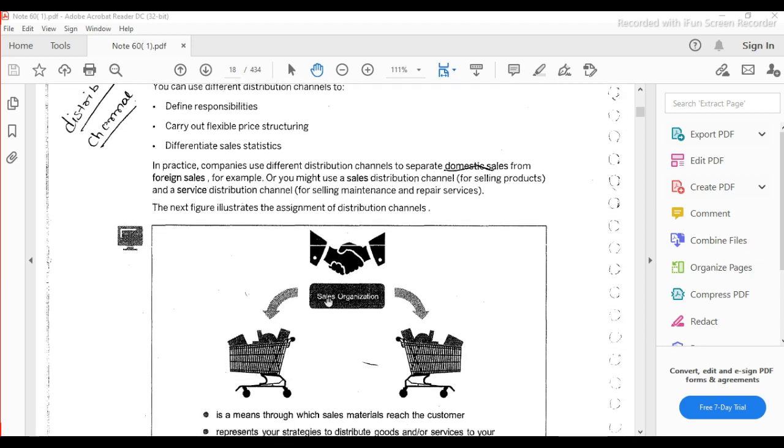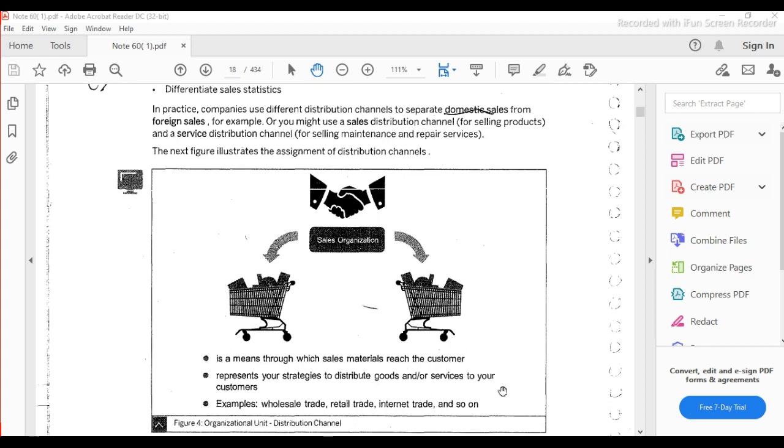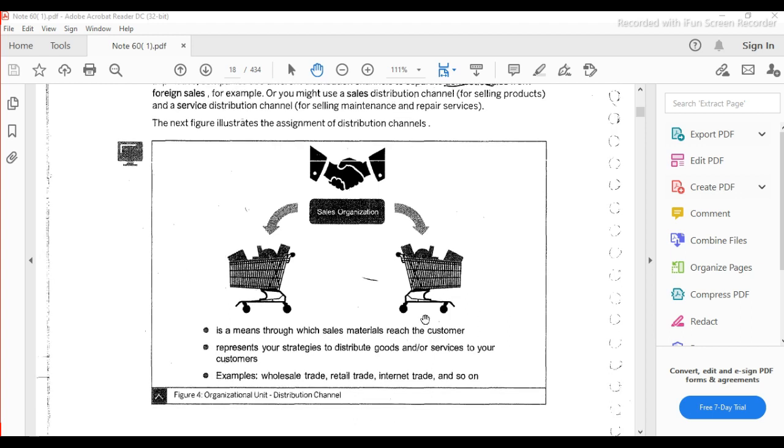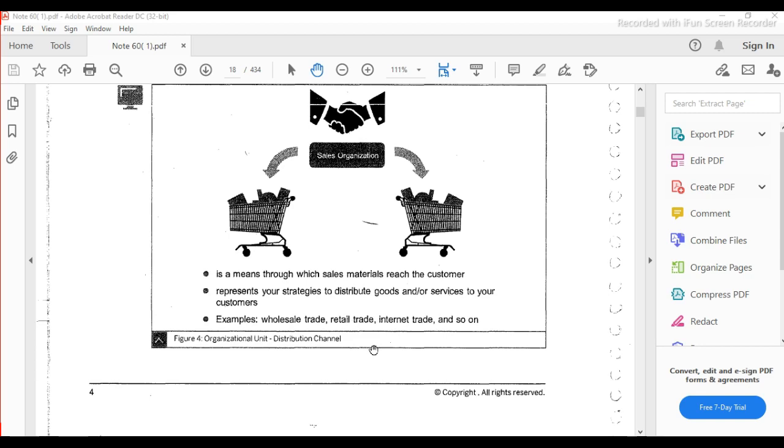See, this is the sales organization. This is distribution channel 1, this is distribution channel 2. A distribution channel is a medium, a means through which sales material reaches the customer. Our motto is to reach the final product to the end customer. We can have wholesale trade, retail trade, internet trade, e-commerce, and so on. It represents your strategy to distribute the goods and services to your customer. That is the distribution channel. You need to define at least one.